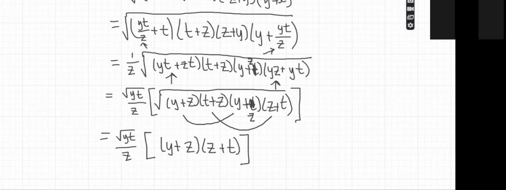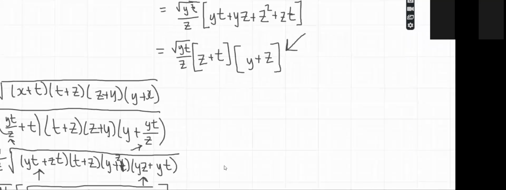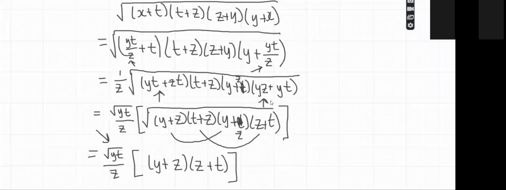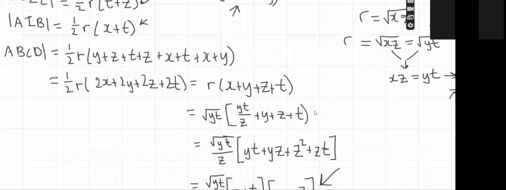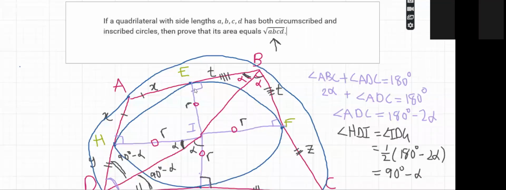Okay, and this expression is equal to the expression for the quadrilateral which we found earlier. This proves that the area of the quadrilateral is the square root of the product of its side lengths. So that finishes off the proof.